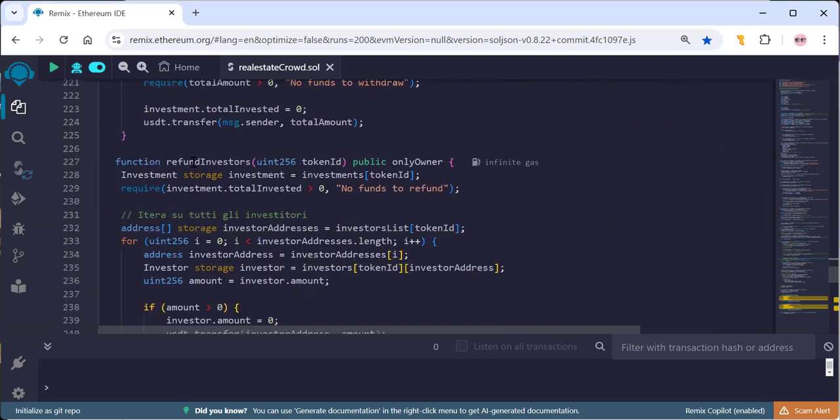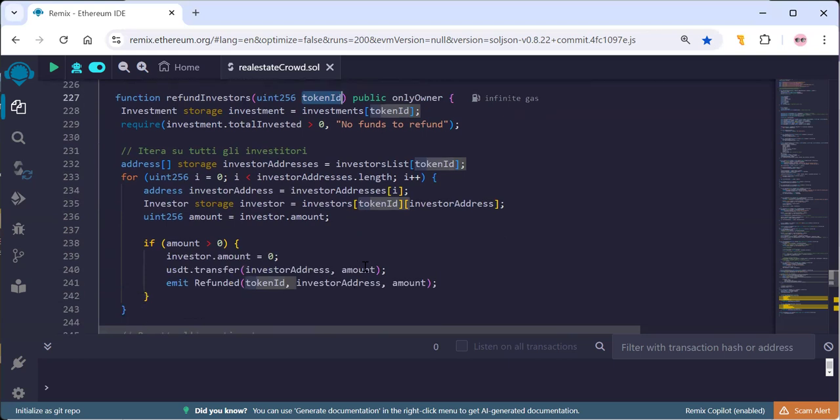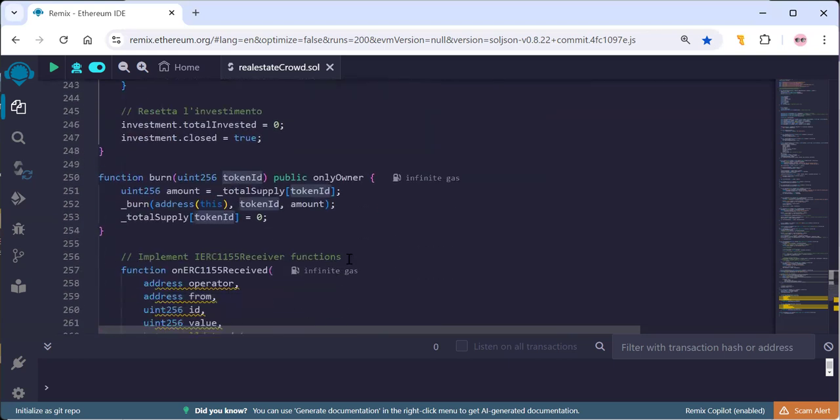And then if the investment doesn't reach the minimal goal, the owner can claim for the specific token ID the refund of the investors. So every investor can get the total amount they invested. And then there is the possibility to burn the NFT because it's useless.